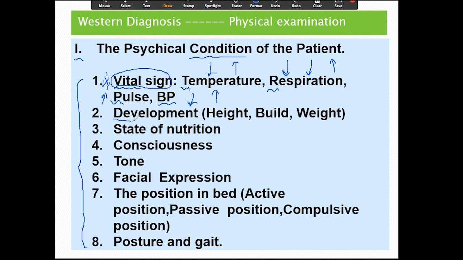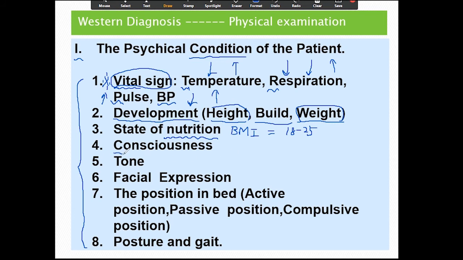Then we talk about development, which relates to how tall the patient is, body build, and weight. From height and weight, we can calculate the patient's nutrition state. We use BMI. BMI includes body height and weight. We calculate and get a number. A number between about 18 and 25 is normal. Over that is overweight, and the opposite, low, is poor nutrition.